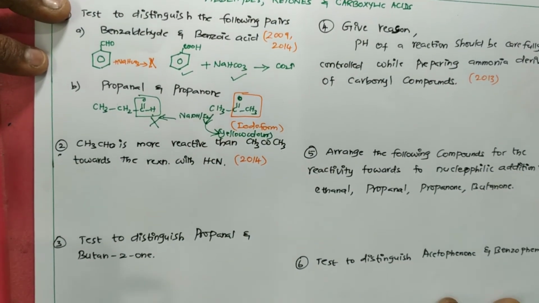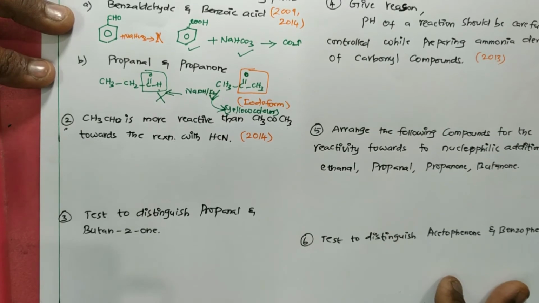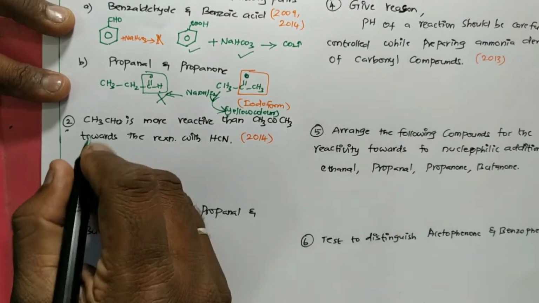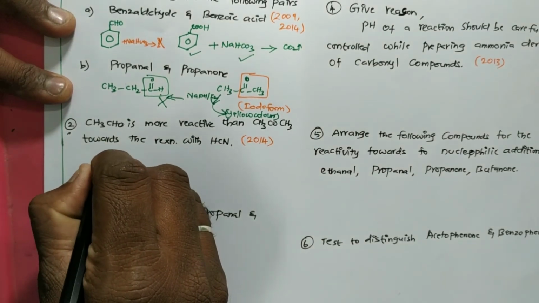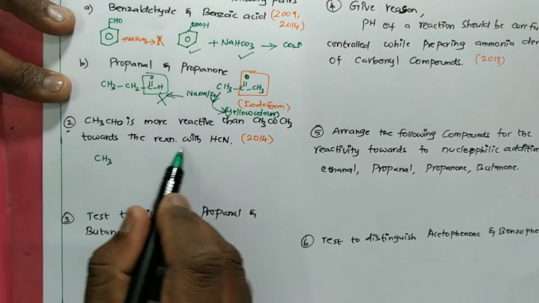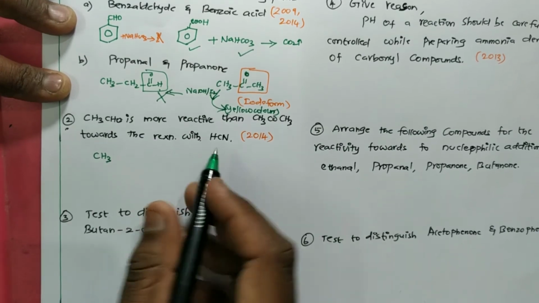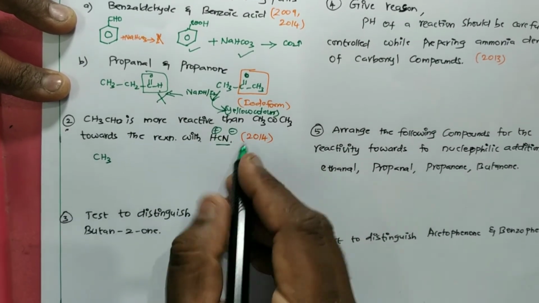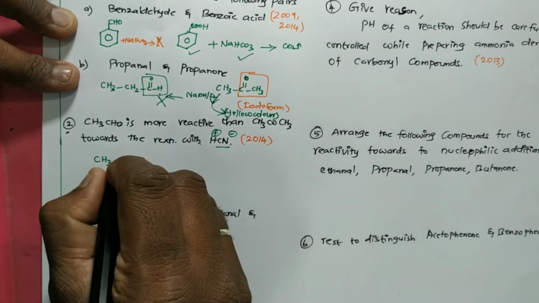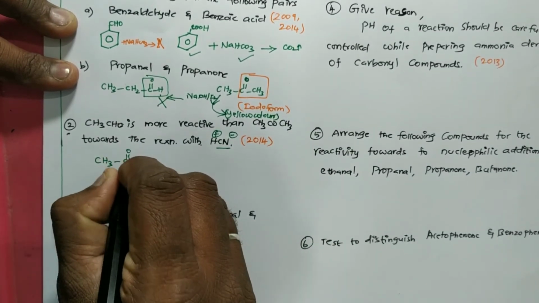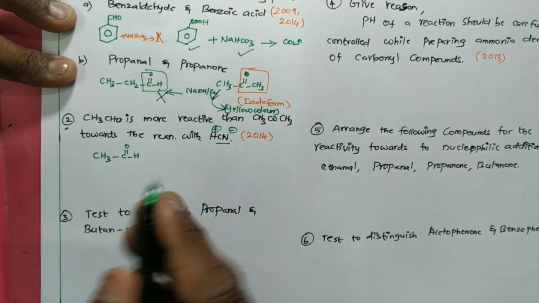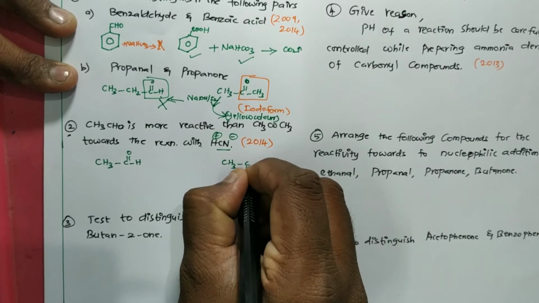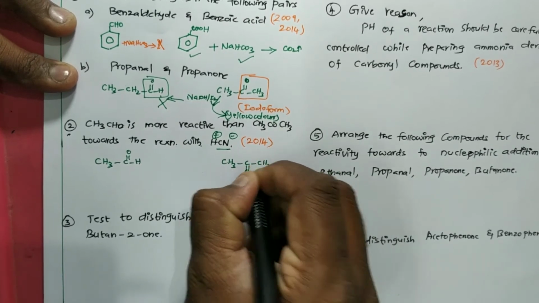The next one: acetaldehyde is more reactive than acetone. So we have to write the structures initially, with respect to the nucleophilic addition reaction. Here HCN, H plus and CN minus, will be acting as a strong nucleophile. So here CH3CHO for the aldehyde. For the ketone, I will be taking CH3COCH3. Are you able to understand?